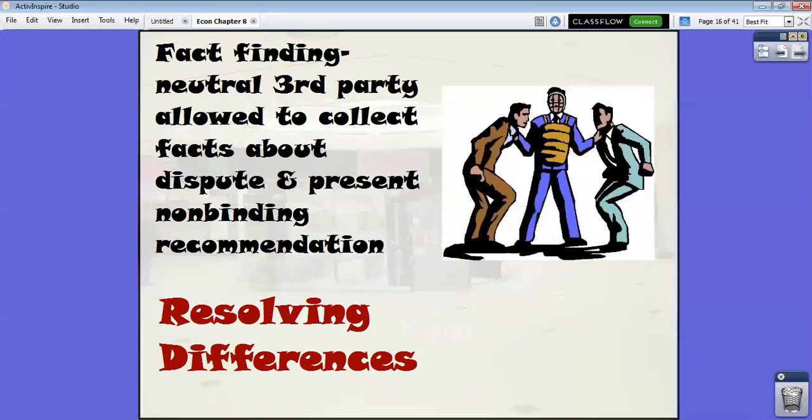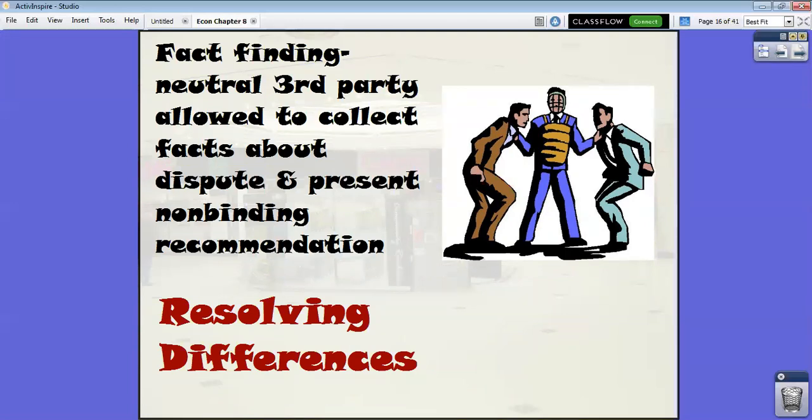Our third way to resolve differences is fact-finding. This is more similar to mediation, where they bring in a neutral third party. And just as the name indicates, the job of that third party is to investigate and collect all the facts and present them to the sides.